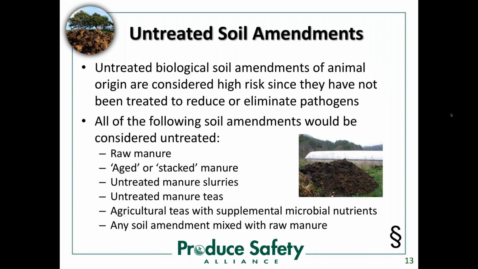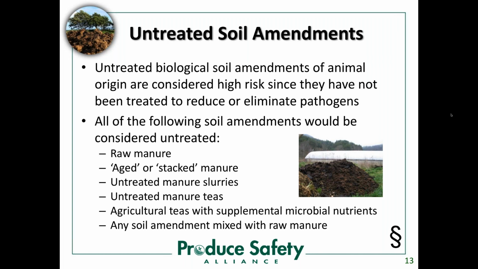So now we're going to start dissecting this stuff in here. Untreated soil amendments. The first bullet, if you have biological soil amendments of animal origin, they're very high risk because they have not been treated to reduce or eliminate pathogens. And so here's a list of what would be considered untreated. Raw manure, aged or stacked manure.